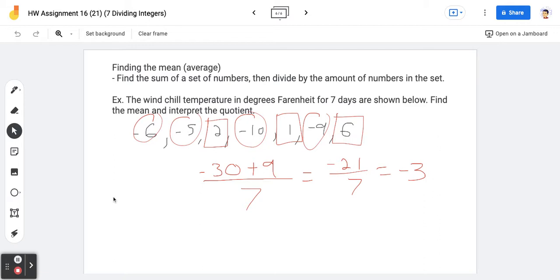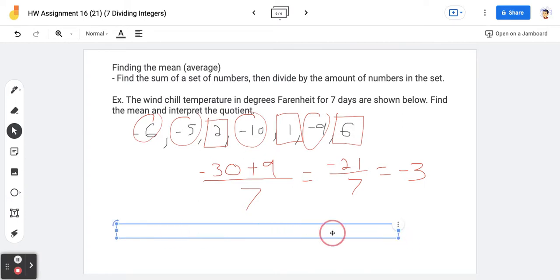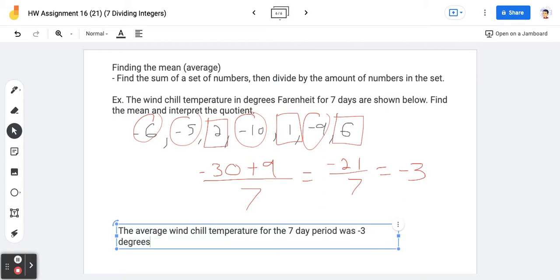And we're being asked to interpret what the quotient means. Well, let's take a look at what the question was asking. It was asking what the average wind chill temperature was. So what this is saying is that the average wind chill temperature for the 7-day period was negative 3 degrees. There it is.